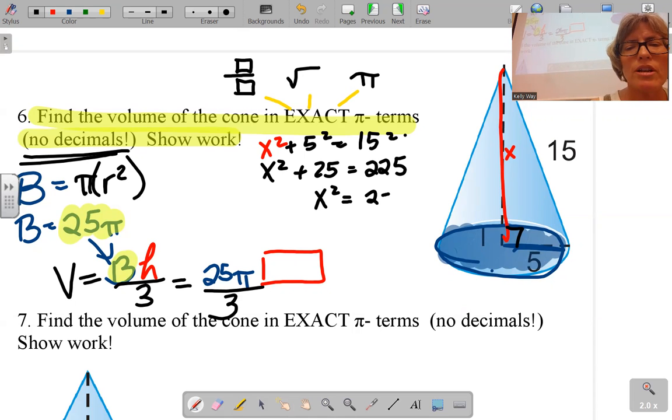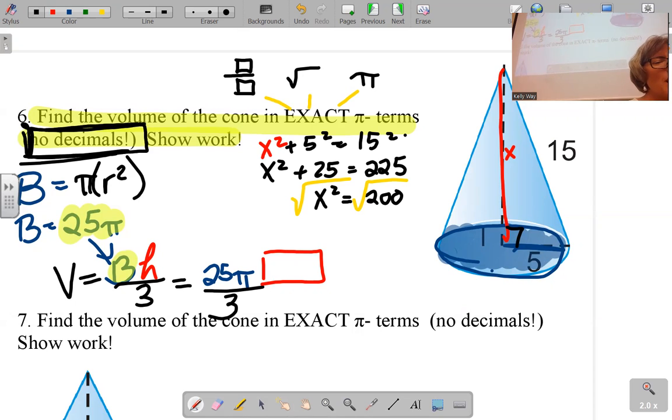I have 200. Students, put that in a calculator, see what happens. It's a decimal, right? Decimals okay? No, not this time. So because I say no decimals here, that is a hint. We are factoring.